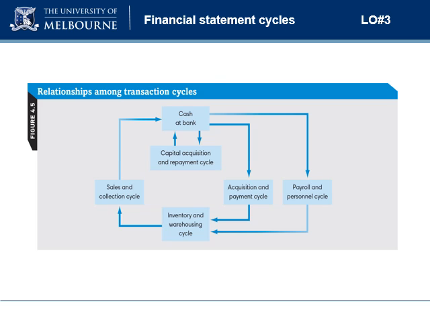This diagram, which reproduces figure 4.5 from your textbook, Arens, shows how the transaction cycles are interrelated with each other. Two important points to note. One is the critical importance of cash. Cash flows really are the lifeblood of the business, as the saying goes, and you can see that cash transactions are related to all other transaction cycles.